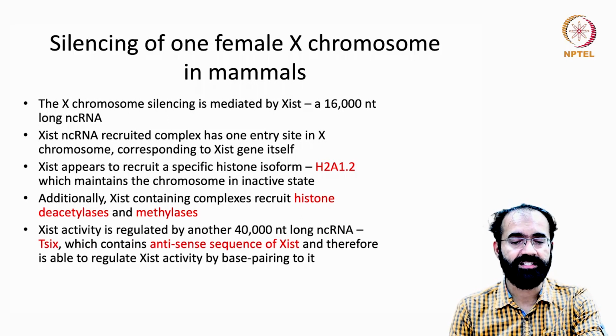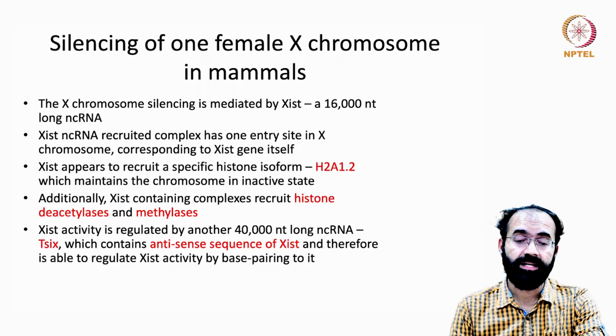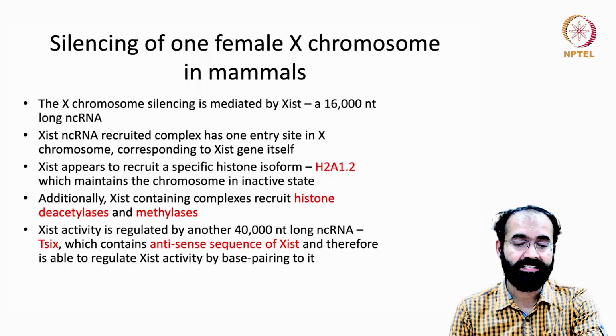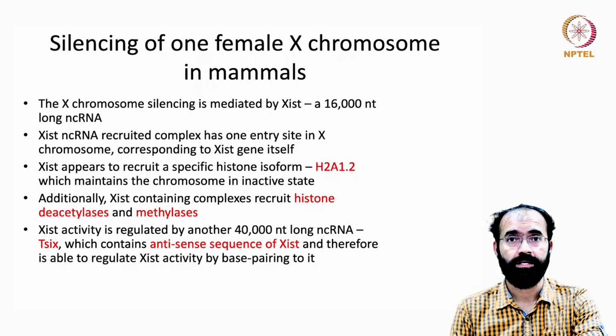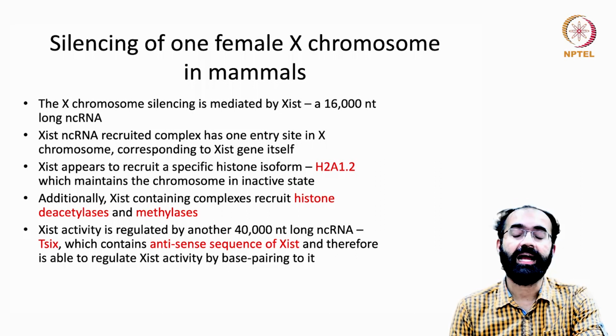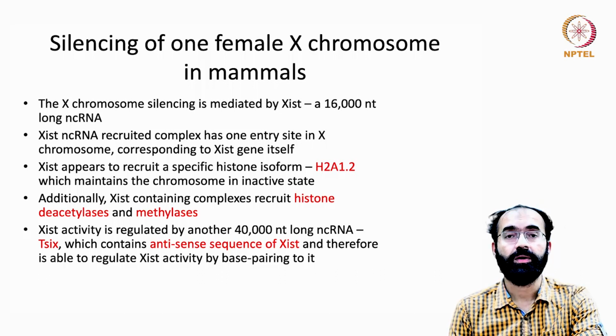So Xist activity is regulated by another 40,000 nucleotide long non-coding RNA that is on the opposite strand, and that is called Tsix. Tsix and Xist are the opposite words. See, Tsix you read from the right to left, that is Xist, X-I-S-T. So why is it called Tsix? Because Xist, X-inactivation specific transcript complementary strand contains the Tsix, but it is much larger, much longer, and which contains the antisense sequence of Xist, and therefore it is able to regulate the Xist activity by base pairing to it.